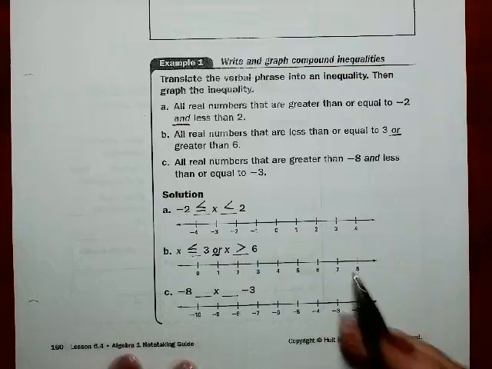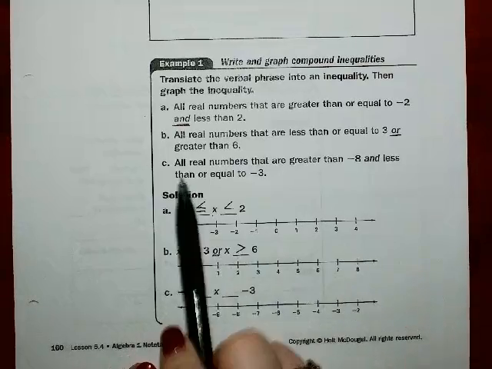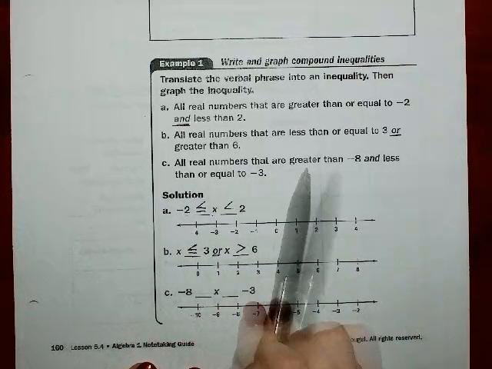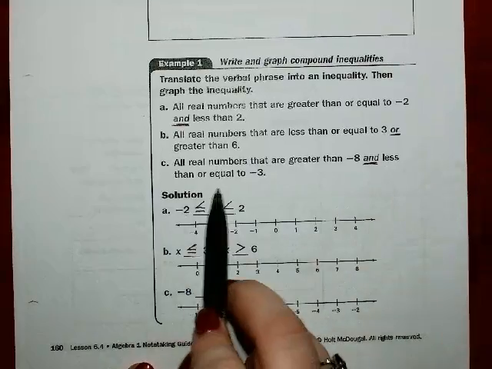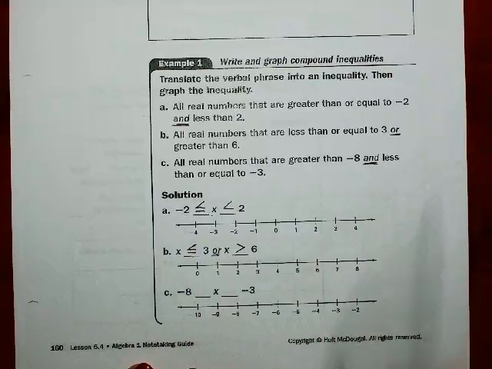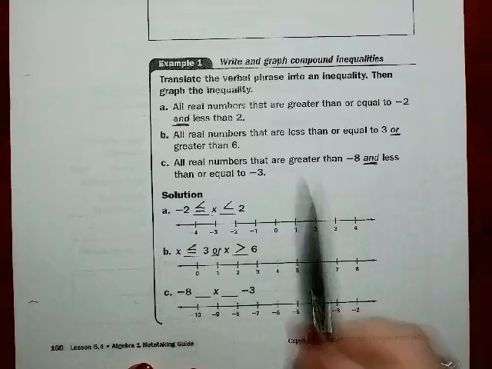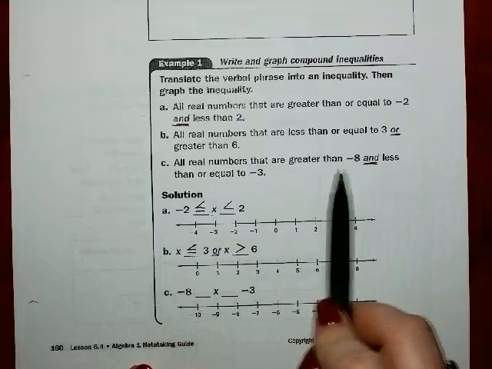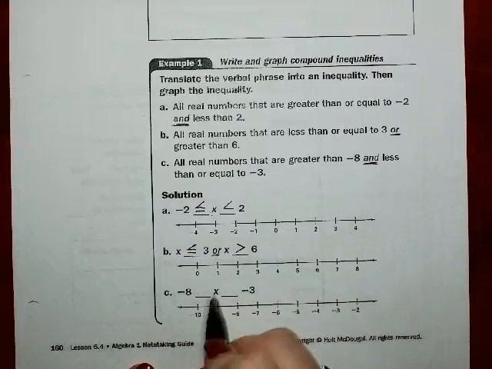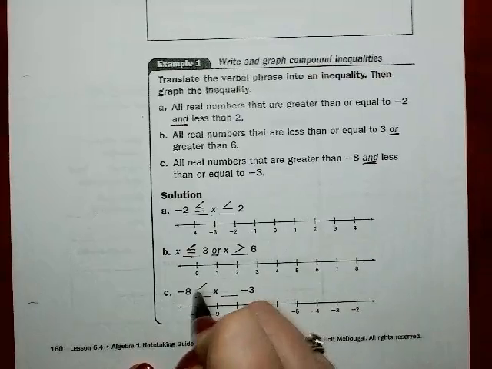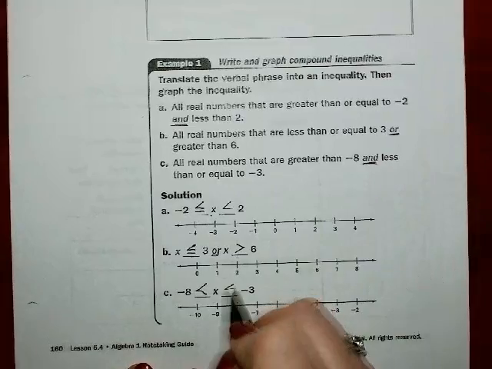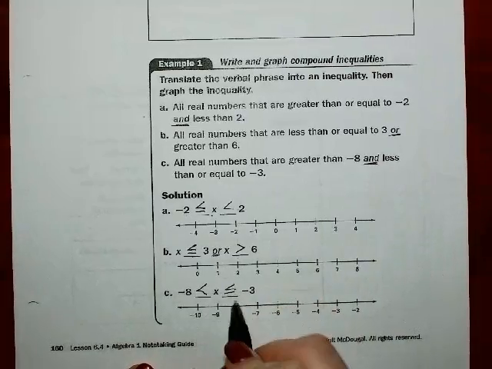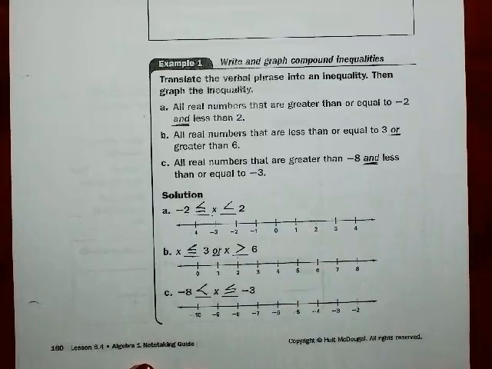Okay, and then the last one, all real numbers that are greater than -8 and less than or equal to -3. So this one is an "and," so we're going to sandwich it. All of our numbers need to be bigger than -8. So x is bigger than -8 and less than or equal to, our signs go in the same direction, -3. Now we can graph all of these.